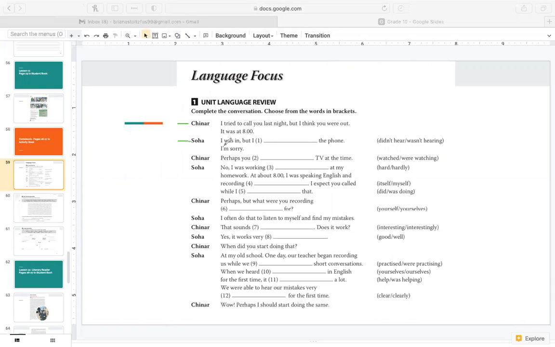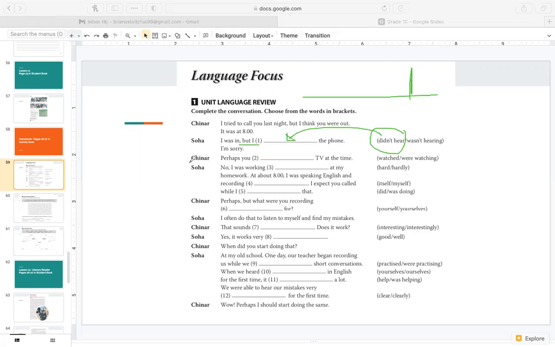Soha says, I was in, but I the phone. I'm sorry. Do we say I didn't hear or I wasn't hearing? Is this a continuous action or is it a single action? If it's a single action, then it's just past simple. Didn't hear. And that is the answer. But I didn't hear the phone.